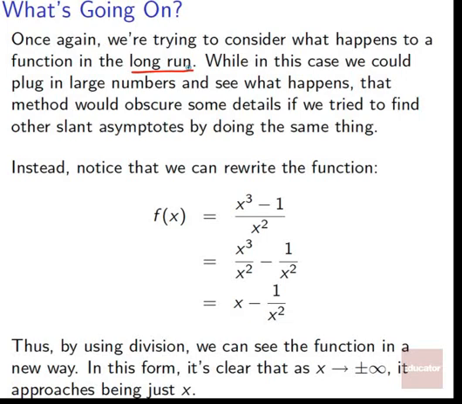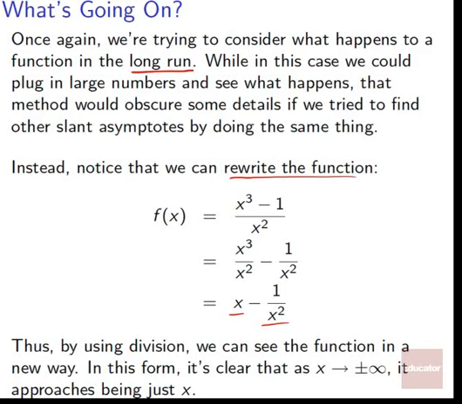In this case, we could plug in large numbers to see what happens, but that'll slightly obscure some details for other slant asymptotes. So instead, what we want to notice is that we can rewrite the function. If we've got x cubed minus 1 over x squared, we can break our fraction apart, so we get x cubed over x squared minus 1 over x squared. And so the x cubed and x squared cancel down to just x minus 1 over x squared. So by using division, we can see this function in a new way.